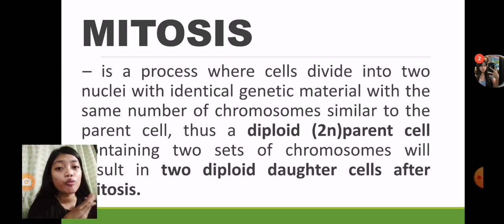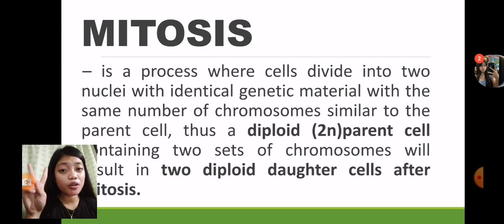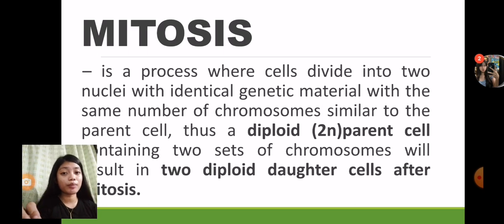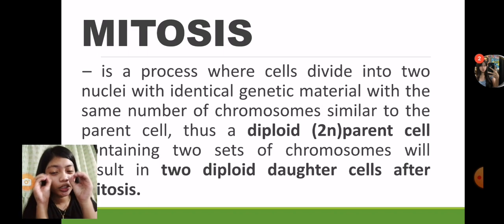It is composed of the same number of chromosomes similar to the parent cell. So it has a diploid parent cell, two sets of chromosomes, meaning diploid gani nga parent cells, it is composed of two sets of chromosomes. So naay duha pod ka set sa chromosomes. So that results to two diploid daughter cells in mitosis. So produce na siya duha na ka cells, two identical daughter cells, diploid.